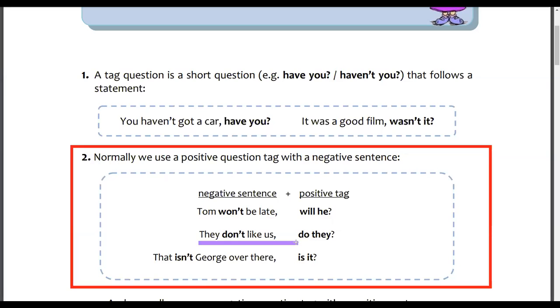Here you go. There is they don't like us. Yes, they don't like us. And of course, if this is negative don't, then here you have to start your question tag with the same auxiliary, but in a positive form. Do they? Yes. Now, something I can help you with right now is to do this in a more natural way, which for most people is very hard. They don't like us. Do they?